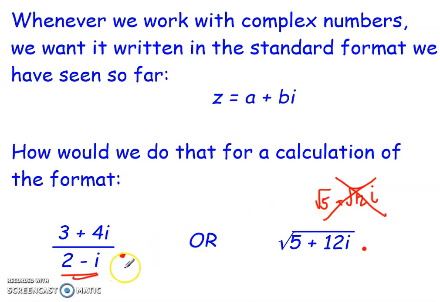Let's focus on this bit here to begin with. So 3 plus 4i over 2 minus i. How do we get rid of the denominator for that? Well, what we have to do is jump back to some maths that we did previously at National 5 level.